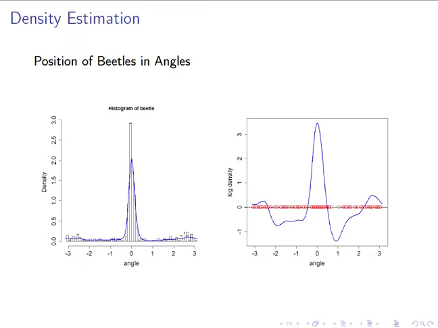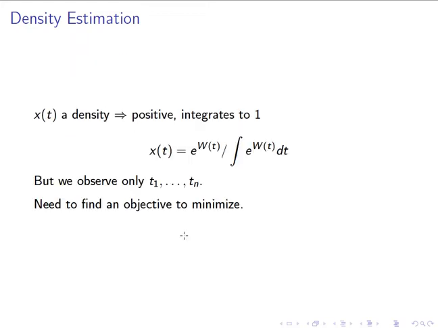So we know when we estimate these density functions, we want to make sure that the integral of the density function equals 1, right? And also the density function has to be positive all the time. So how can we do this? Because x of t has to be always positive, we can first write x of t equal to exponential of w of t, right? And then we also want the integral of x of t to equal 1. So we can divide e to the w of t by the integral of e to the w of t over the whole interval, right? If we write it this way, then the integral of x of t will always equal 1, right? Yes. Okay. So this is the new representation for x of t if x of t is a density function.